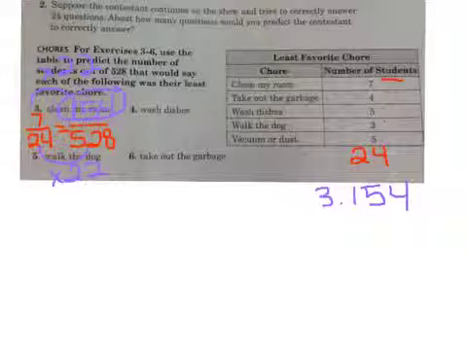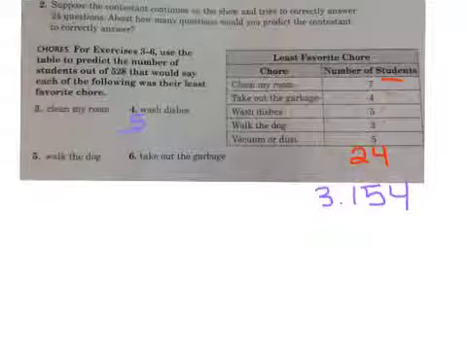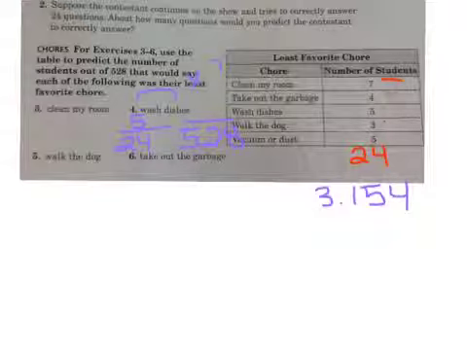Okay, we can look at the next one. What about washing dishes? Well, washing dishes, 5 out of 24 say, not for me, don't like it, don't want to do it. And our whole population is 528, so again, I multiply by 22. And 5 times 22 is equal to 110. So number 4 is 110.